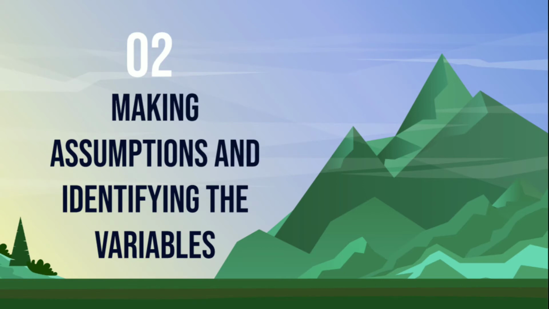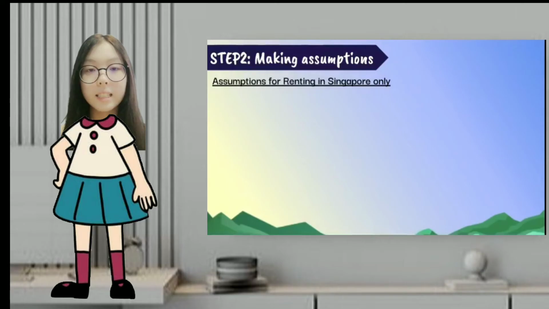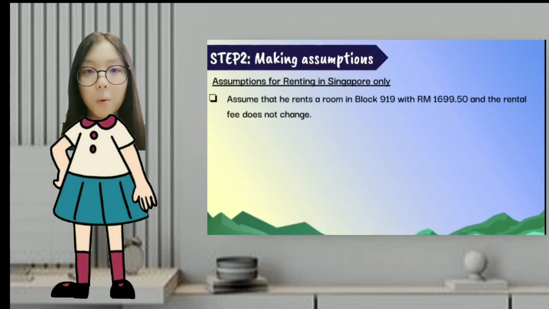Step 2. Making assumptions and identifying the variables. The second step that we need to do is making assumptions and identifying the variables. The first assumption for renting in Singapore only is Kari Jamaluddin rents a room in block number 9 with Ringgit Malaysia 1,699.50 and the rental fee does not change. Besides, we need to assume that he goes to school by his own car.